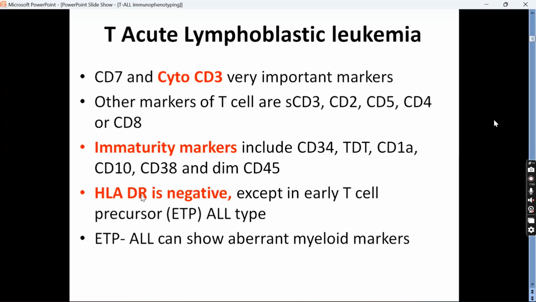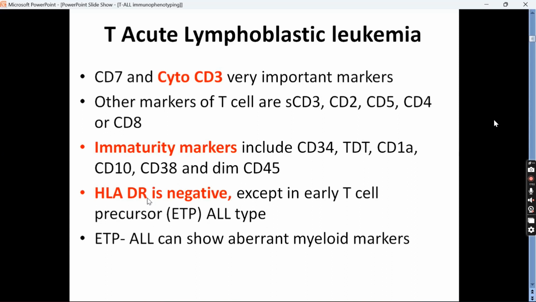Great. And there is also a type of AML called NPM1 mutated AML, which I'll be discussing in the next class. So that is also HLA-DR negative. So T-ALL is HLA-DR negative, and in contrast, your B-ALL is invariably, most likely, HLA-DR positive.